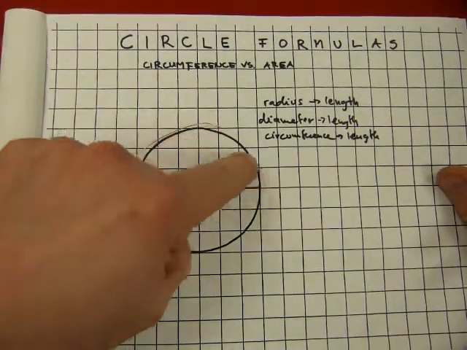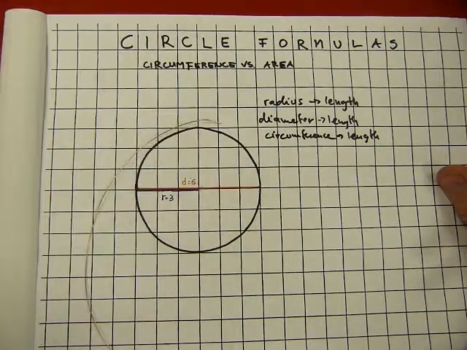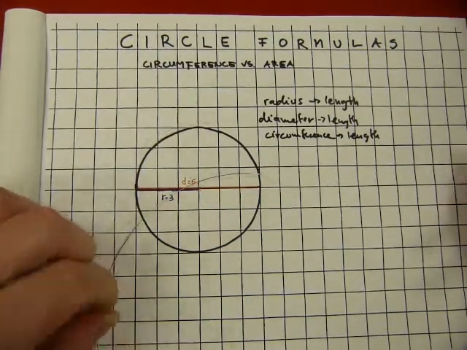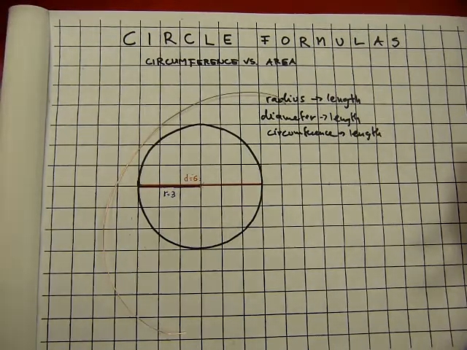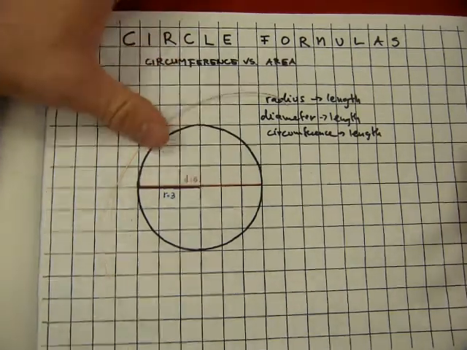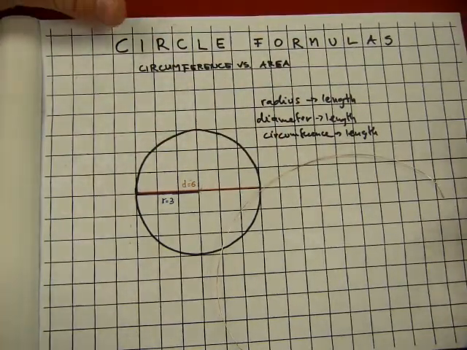Circumference means the distance around the circle, and it is a length. I'm going to measure it with this piece of wire that you see on the paper. It is a length. So let's get to work here a little bit.